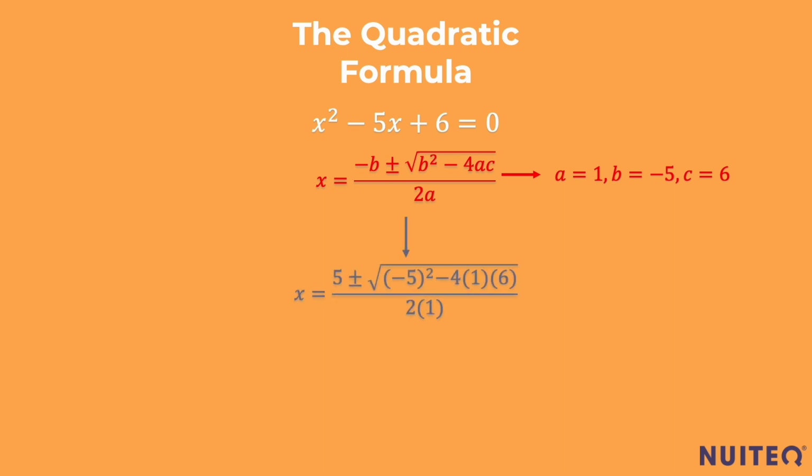Substituting these values in, we get x equals 5, plus or minus square root of minus 5 squared, minus 4 times 1 and 6, and all that divided by 2 times 1. Simplifying, we again find our solutions to be x equals 2 and x equals 3. Just remember, these equations can model real-world scenarios like the trajectory of a ball being thrown.